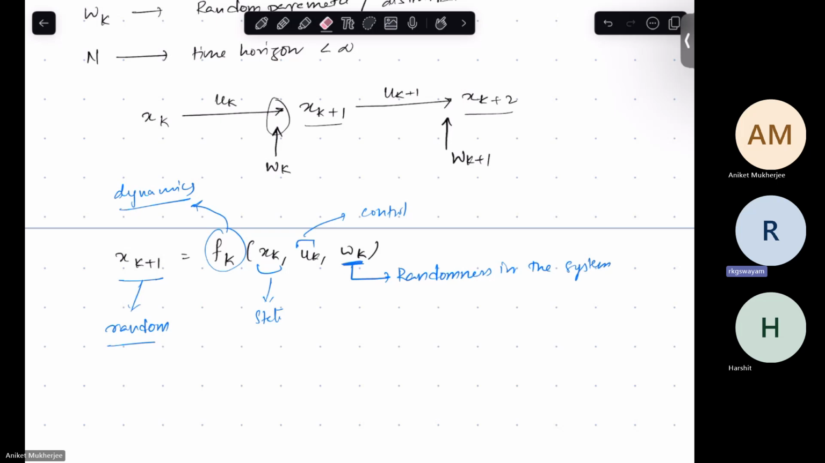So is this a transition function kind of a thing, wherein from a state, what will be the next state of the system is governed by this fk? Yes. Yeah. Okay.